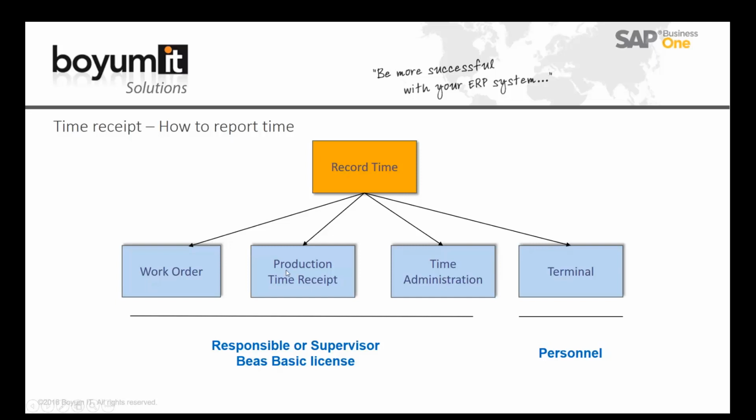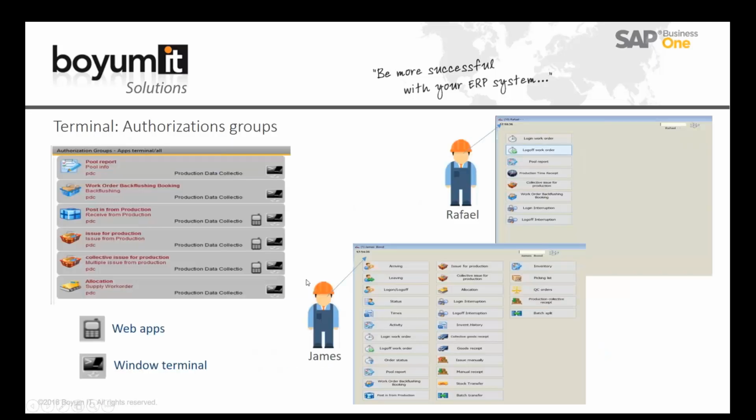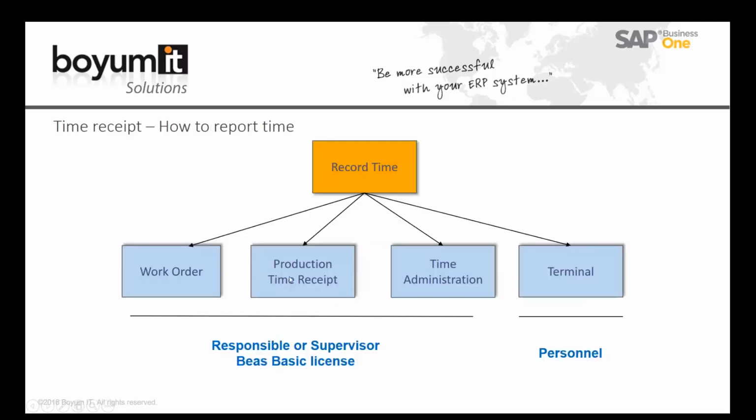We also have a menu in beas named production time receipt that you can call, which is exactly the same time receipt screen related to the work order, but we can provide there the identification of the work order. Of course, it's not comfortable to go every time to the work order because you have to expand the work order. You have to go to the work order, expand the work order, go to the operation. Another faster way to do it is using the production time receipt.